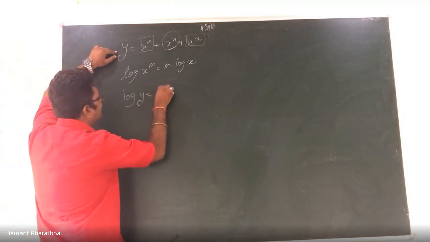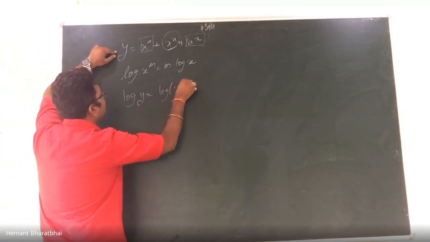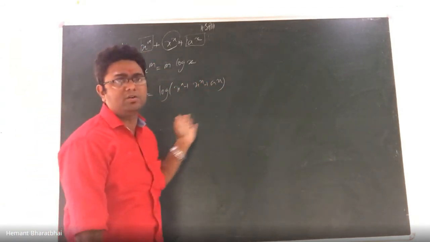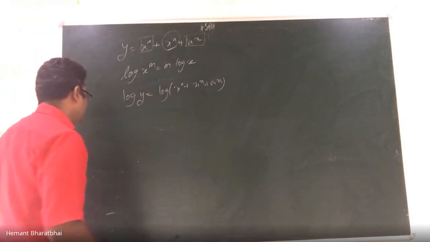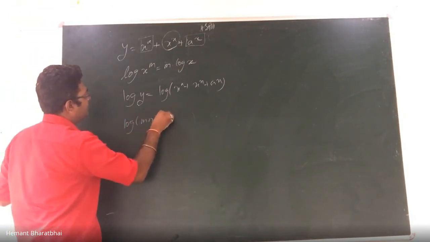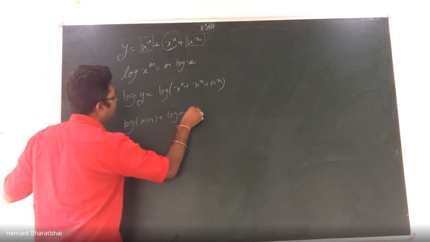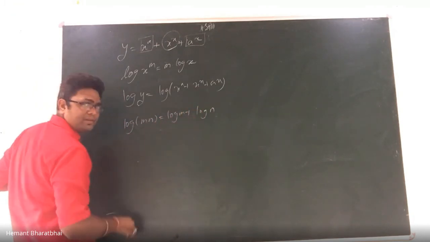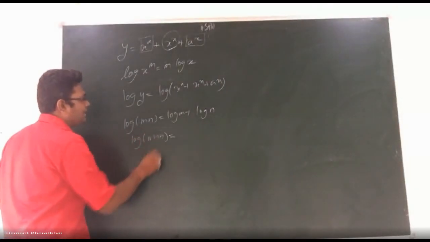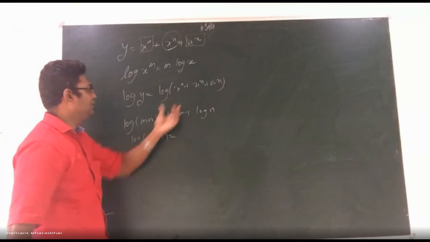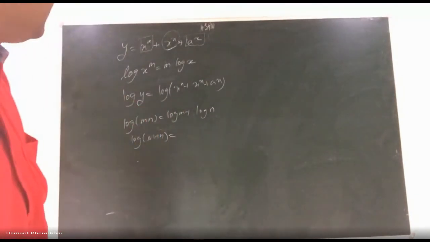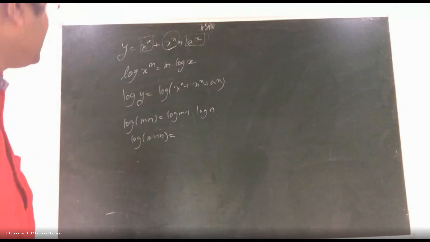If I do it like this, then I'll get log of x raised to a plus x raised to x plus a raised to x. Again, I cannot do anything with this, because the property we have is that log of m into n can be written as log of m plus log of n. Log of m plus n cannot be written like this. This will remain as it is. You cannot do anything with this. So don't make the mistake of directly taking log.